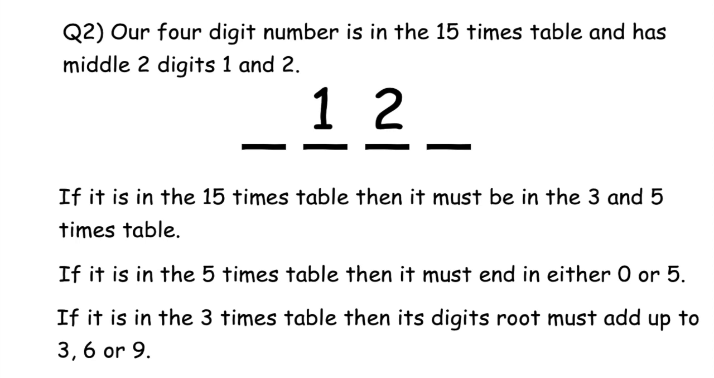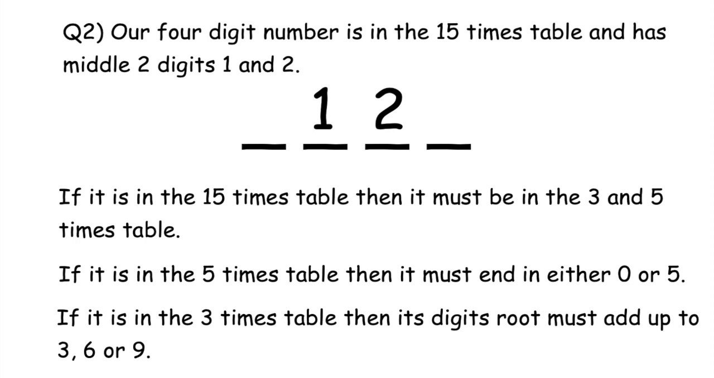Now remember, the digit root is found by adding all the digits together and you get a number. If that number is a single digit number, that is the digit root. If the number when you add them up gives you a double digit number or a 3-digit number, you then add those digits up until you get a single digit, and that is the digit root. So when we add the digits up, it must add up to 3, 6 or 9. So for example, 27, 2 plus 7 is 9. That's in the 3 times table. 42, 4 plus 2 is 6. Must be in the 3 times table.